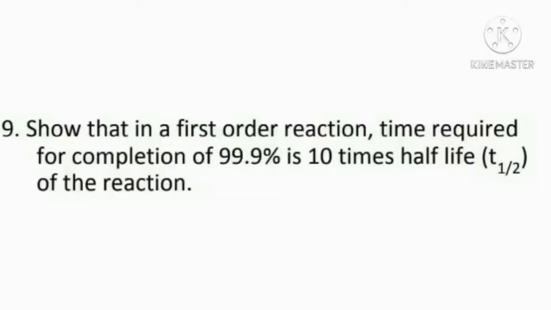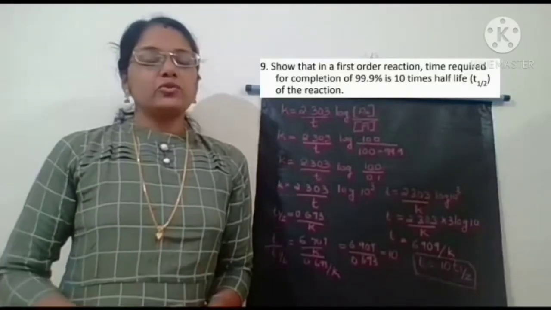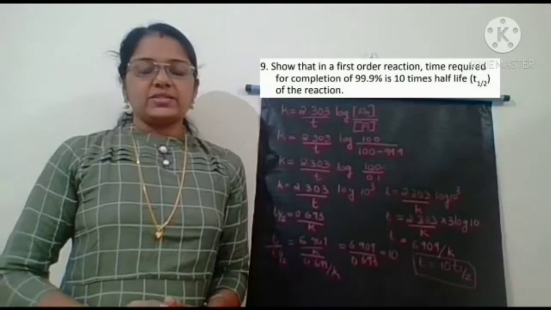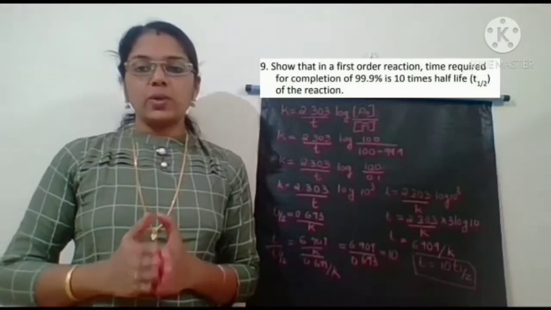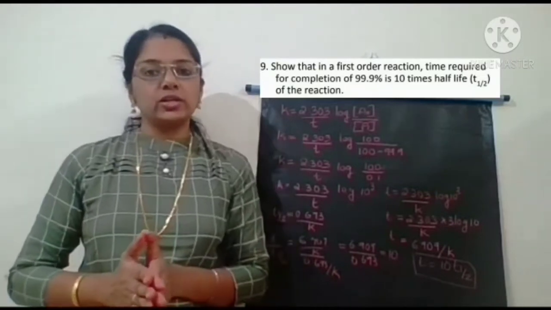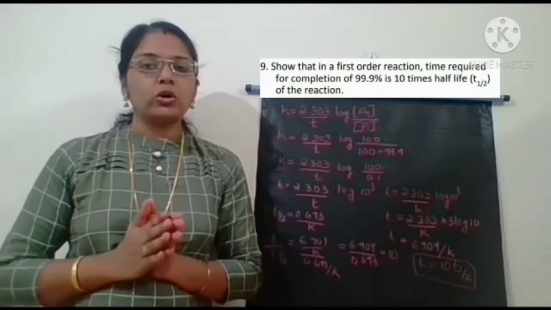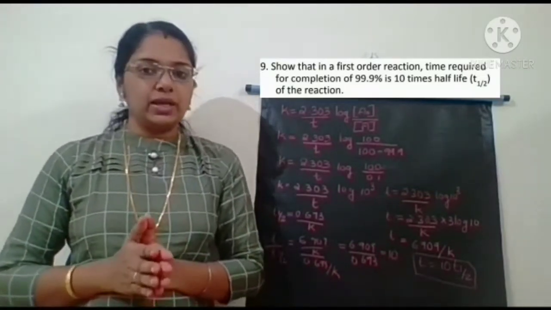That is, show that in a first order reaction, the time required for completion of 99.9% is 10 times the half-life of a reaction. So again, the question is based on first order kinetics. So for first order kinetics, the integrated rate equation is found to be K is equal to 2.303 divided by t log A naught divided by A, where A naught is the initial concentration.